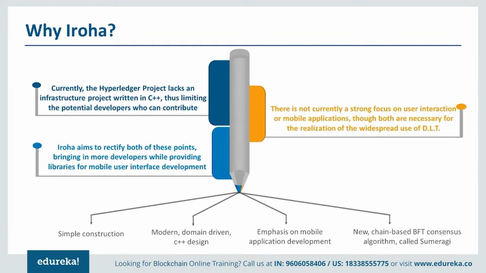Currently the Hyperledger project lacks an infrastructure project written in C++, thus limiting the potential developers who can contribute. C++ is no more used widely. Iroha aims to rectify both these points, bringing more developers while providing libraries. There is currently not a strong focus on user interaction or mobiles, though both are necessary for realization of widespread use of DLT. So if you are a good C++ developer, and you want to write a mobile application based on blockchain, then use Iroha. Otherwise, it is not a suitable candidate.